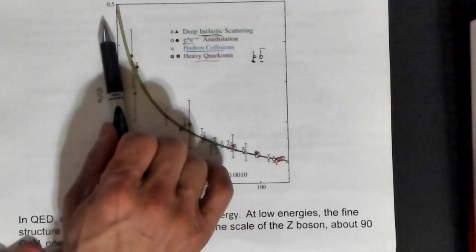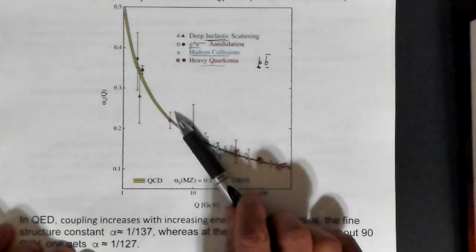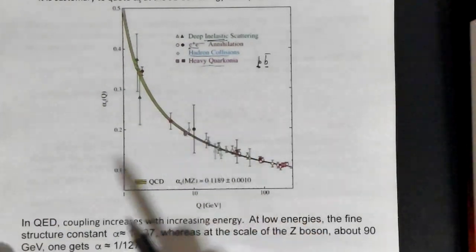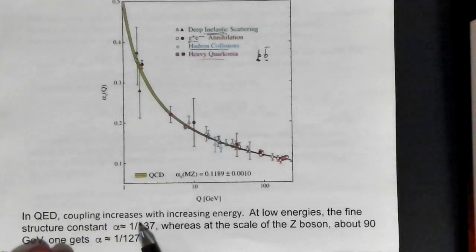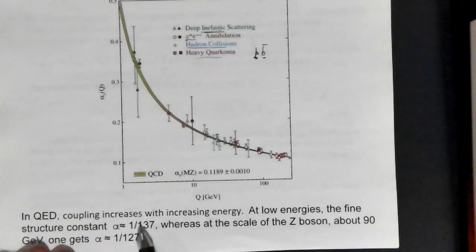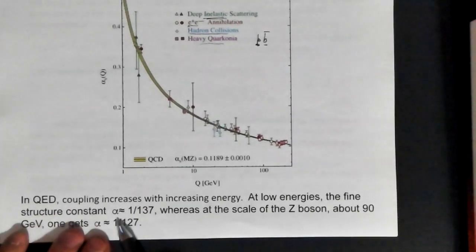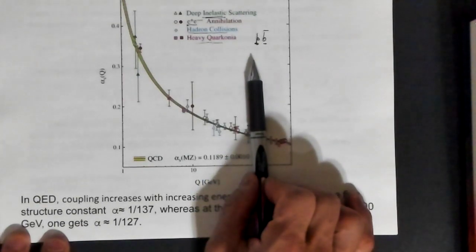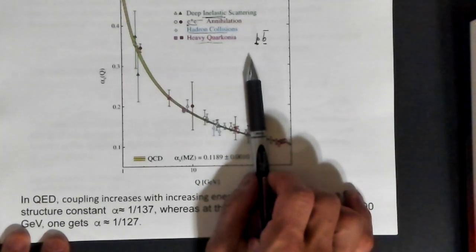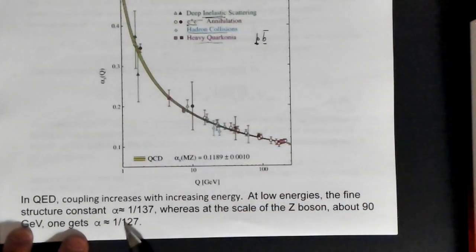Now, as a function of increasing energy, the running coupling for quantum chromodynamics decreases, but in QED it goes in the opposite direction. So if you know in QED at low energies, you have 1/137 for alpha for electromagnetism. Then at the scale of about 90 GeV, alpha is bigger in the case of quantum electrodynamics, but not that much bigger. It's about 1/127.